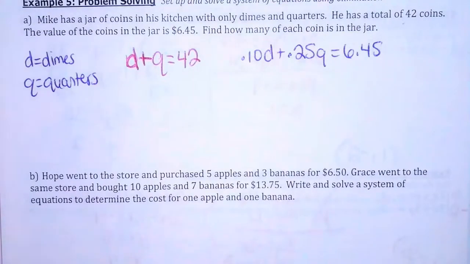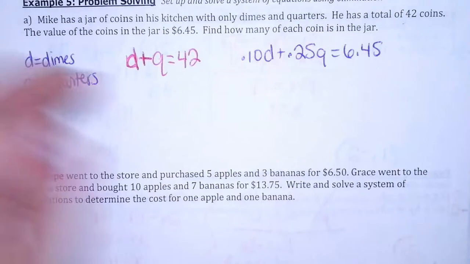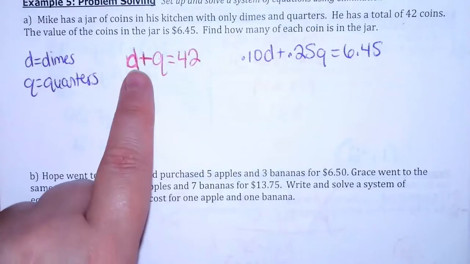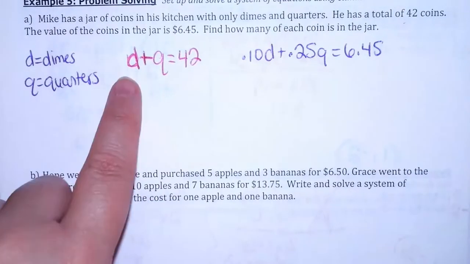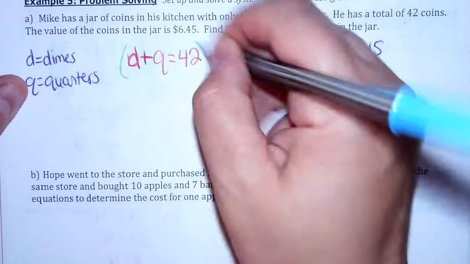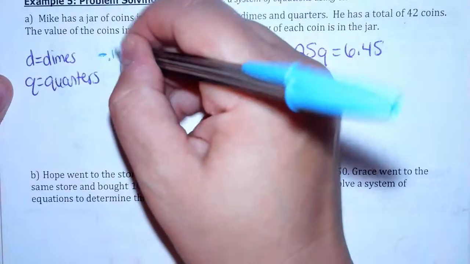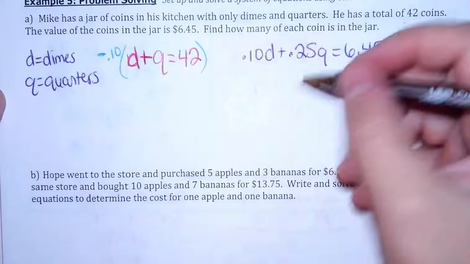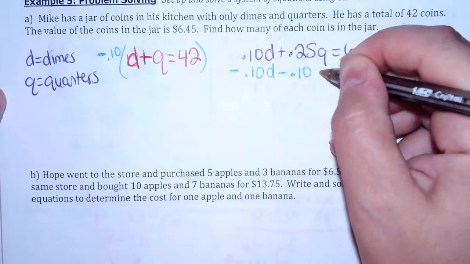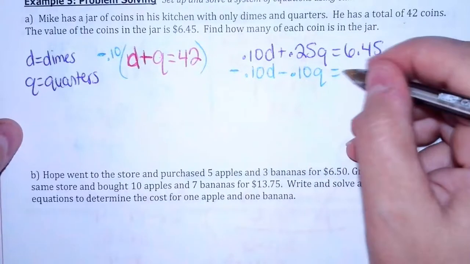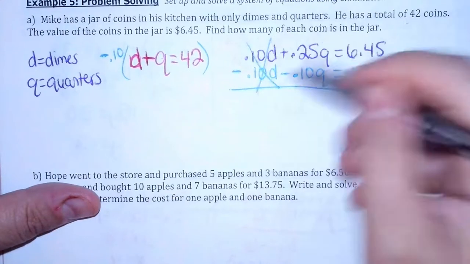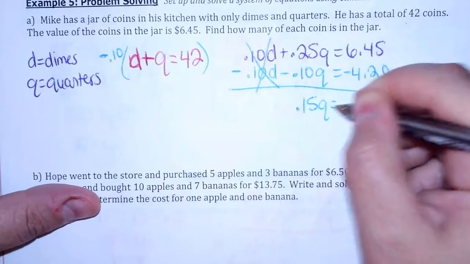Now, easy options here, actually. If you really wanted to use substitution, you could quickly get one of these variables alone, like I could subtract the dimes or I could subtract the quarters from 42 and substitute. But since we're doing elimination today, I'm just going to run a -0.10 through that equation there, because our coefficients are just 1, so it's easy to do that part. And then this would just be $4.20 is what it would kind of look like. I'm going to eliminate my dimes there. This would be 0.15Q, and then I just got to do a little subtraction here.